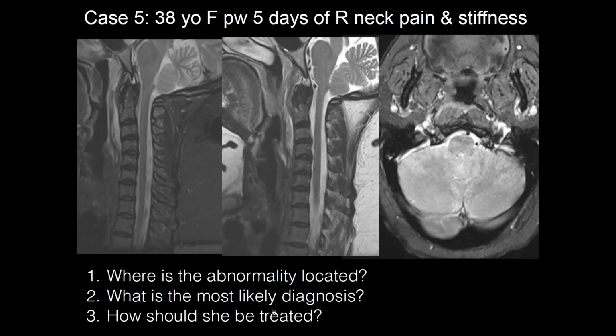So case 5 is Davis, a 38-year-old female. She had 5 days of right neck pain and stiffness. And I would say this is a tricky case. She got an MR without contrast of her C-spine because she actually had some right arm symptoms of numbness. So they really felt like it was a neck problem, which it was. Okay. So, number 1, where is the abnormality?